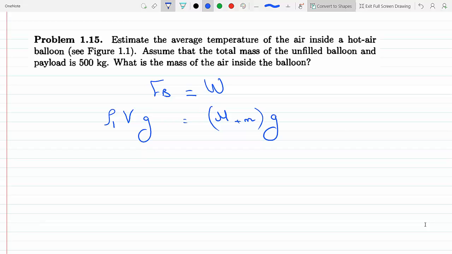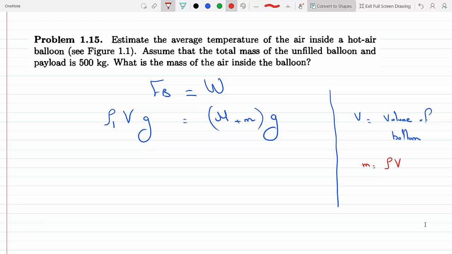Rho 1 Vg, and V here is the volume of the balloon, because it will displace air equivalent to its weight, because we know that mass equals density times volume.